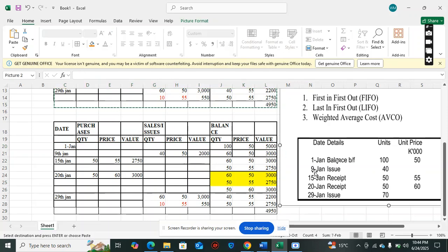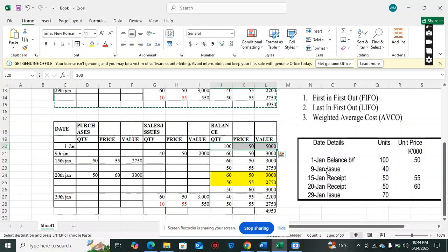Here we had an issue. Okay. Since we just had one batch of inventory, if there were two or more batches, we would have done LIFO. But here there was only just one batch. Okay. So when we issue these 40 units, it will still be the same like the one we did earlier on. Just say 40 units valued at 50 kwacha, total value 2,000. And the remaining units in your factory or shop will be 60 units valued at 50 kwacha.